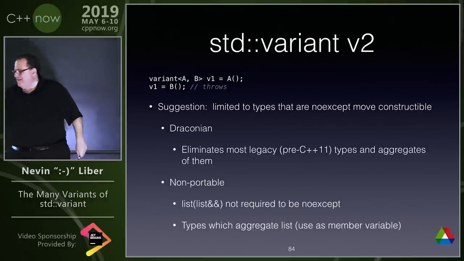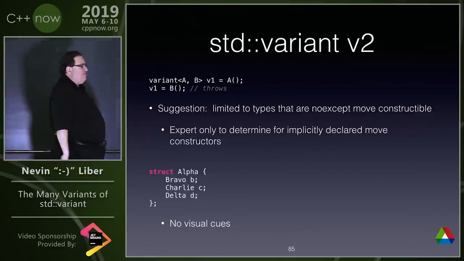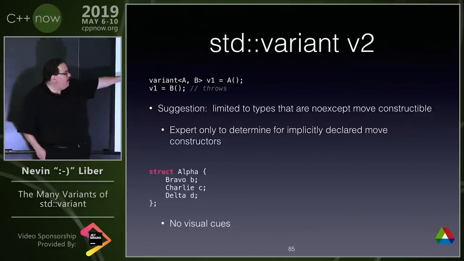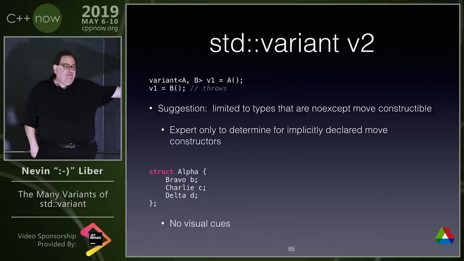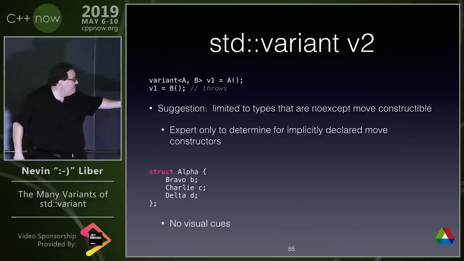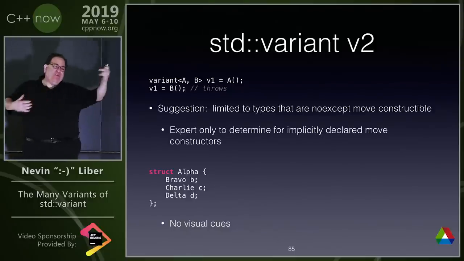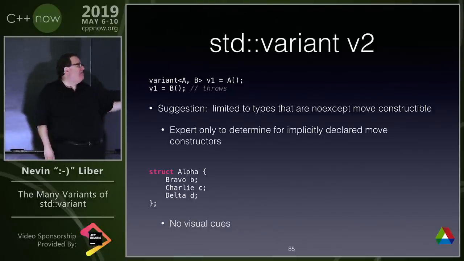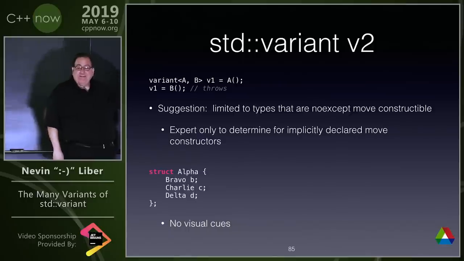And the bigger problem with that is there are no visual cues to that. If I have this type Alpha, it has three members, Bravo, Charlie, Delta. Is that noexcept move constructible or not? I have to basically look inside each of these classes and probably recursively figure that out. So making that determination is expert only.